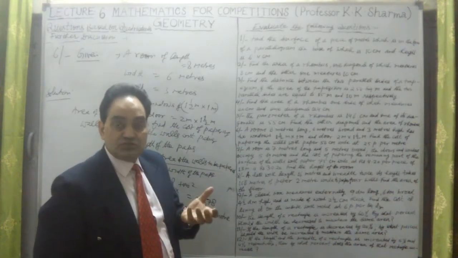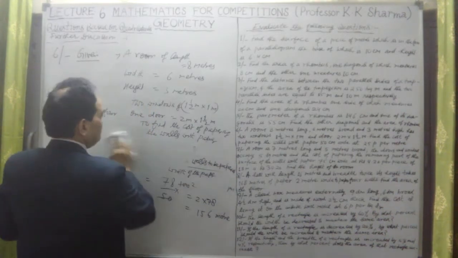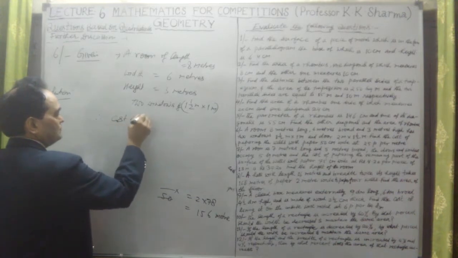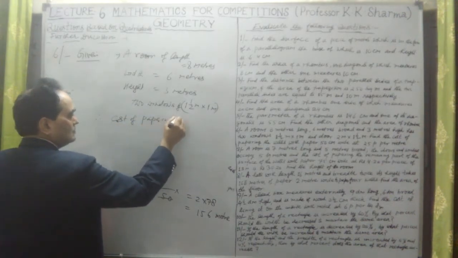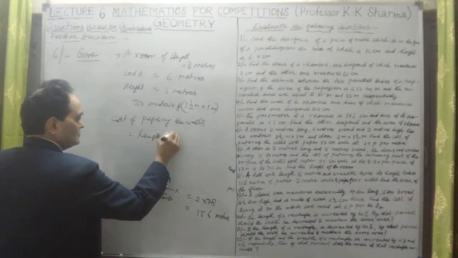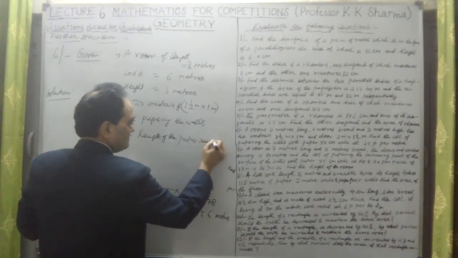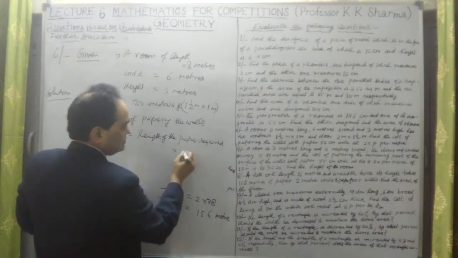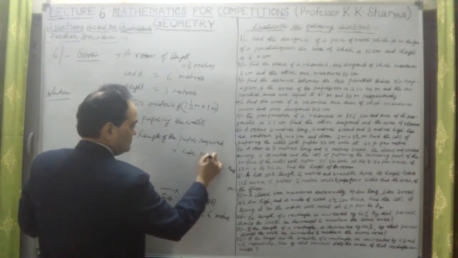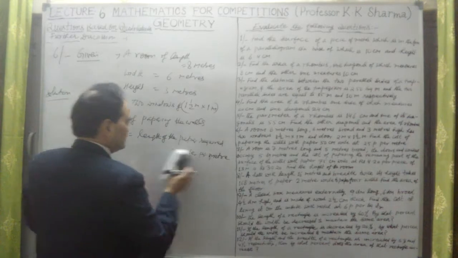This is the length of the paper which is required, but at the rate of what? 25 paisa per meter. Therefore the cost of papering will be equal to the length of the paper required into the rate per meter.